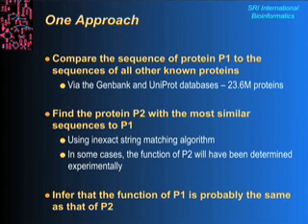So there are actually multiple approaches to this problem in bioinformatics, but one of the first developed and probably most commonly used approaches is to compare the sequence of a given protein, a protein of interest, to the sequences of all other known proteins. And then find the protein with the most similar sequence and infer that the function of the protein we're analyzing is probably the same as that of P2. That's the basic chain of reasoning that people use.